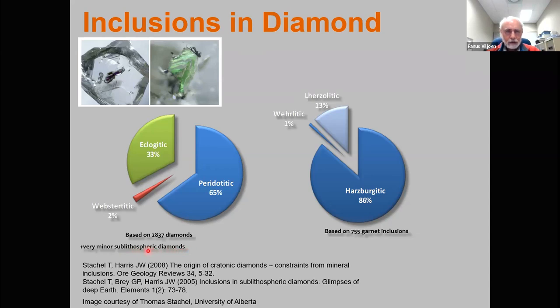This is still the subject of much research. If you are interested in that, I would refer you to this paper, and I would argue that the nature of these sublithospheric diamonds is still comparatively poorly understood.